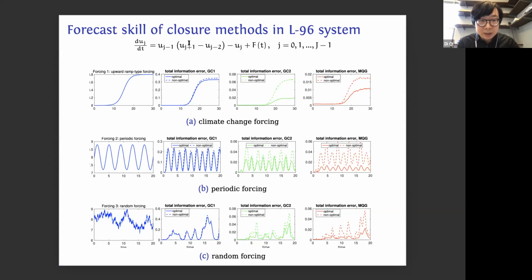We first tested it in the L96 system, and we propose different kinds of forcing perturbations. Here we have this ramp-type forcing, which can be viewed as a climate change from one state to another, and also periodic forcing like seasonal forcing, and another is a random forcing. Here I plot the model errors with different model parameters, and we see the model errors can be minimized uniformly regardless of the different types of forcing perturbations.